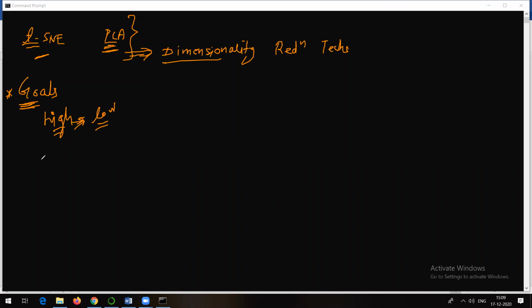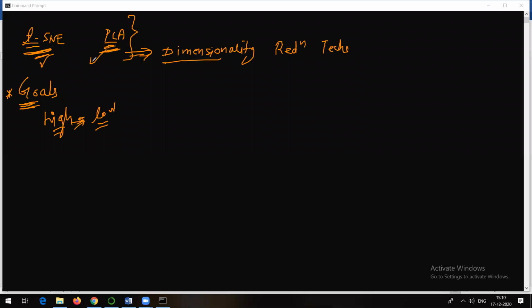What are PCA and t-SNE, and what is the difference or similarity between the two? That also we will see. There are some similar points. Both PCA as well as t-SNE are unsupervised dimensionality reduction techniques. Both techniques are used to visualize high dimensional data in lower dimensional space. This is the similarity between both of them.